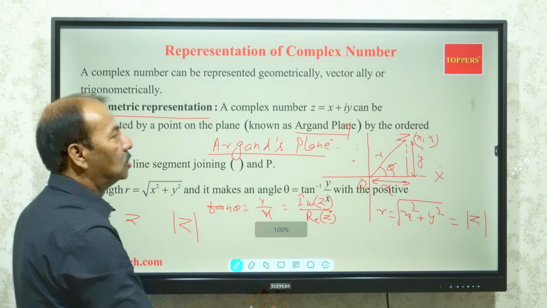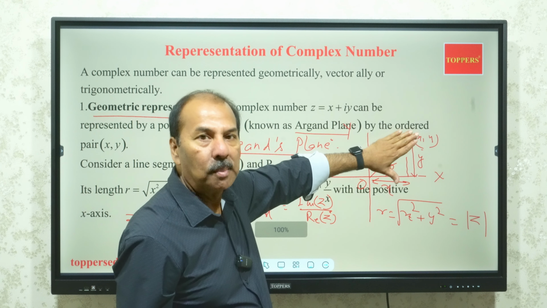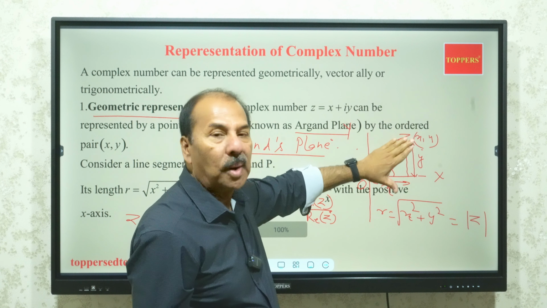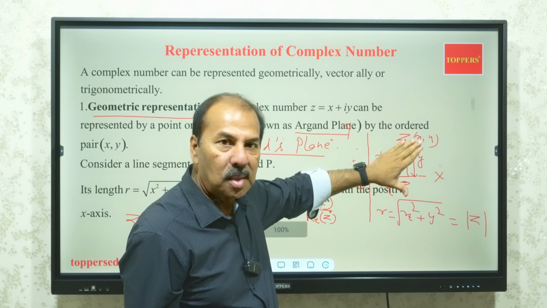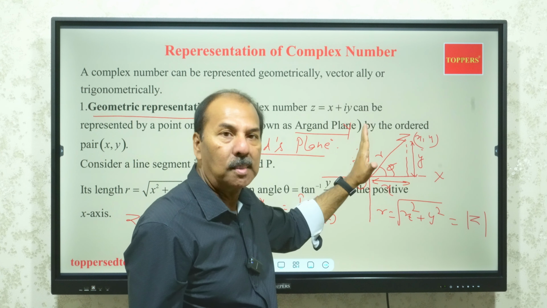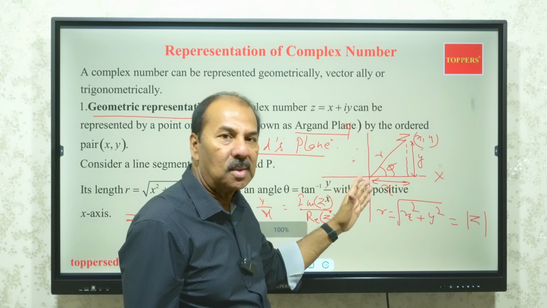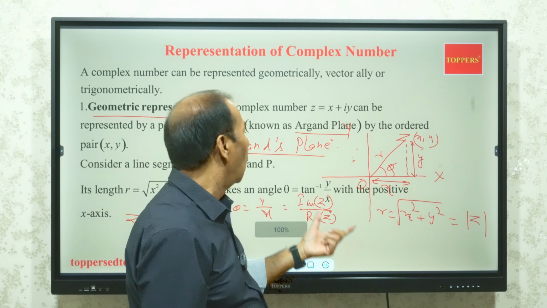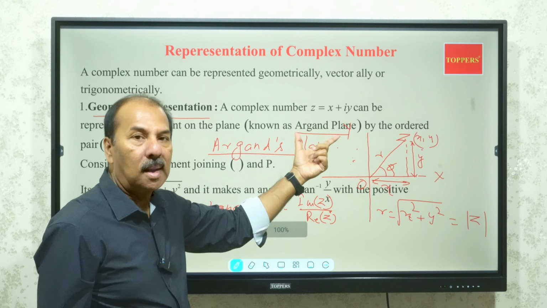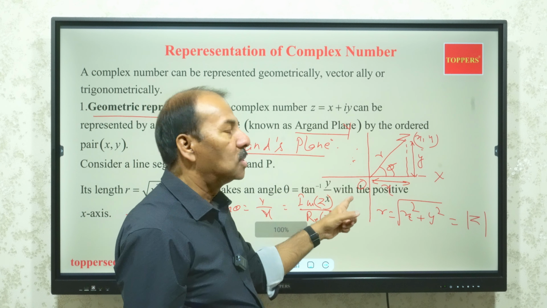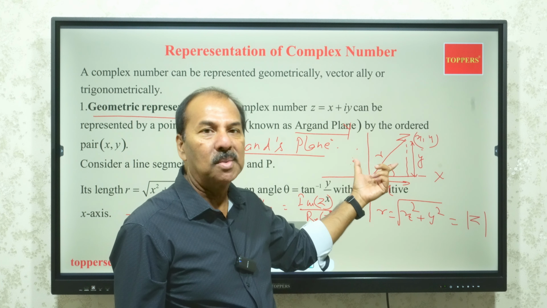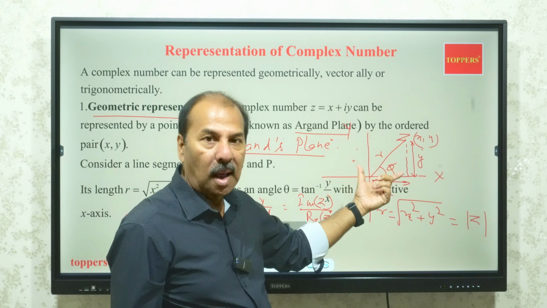So this is the geometrical representation of the complex number. XY plane, x is along the real axis, y is along the imaginary axis. Combination of this becomes a complex plane. That complex plane is termed as the Argand plane. Any diagram drawn in this Argand plane will be termed as the Argand diagram.